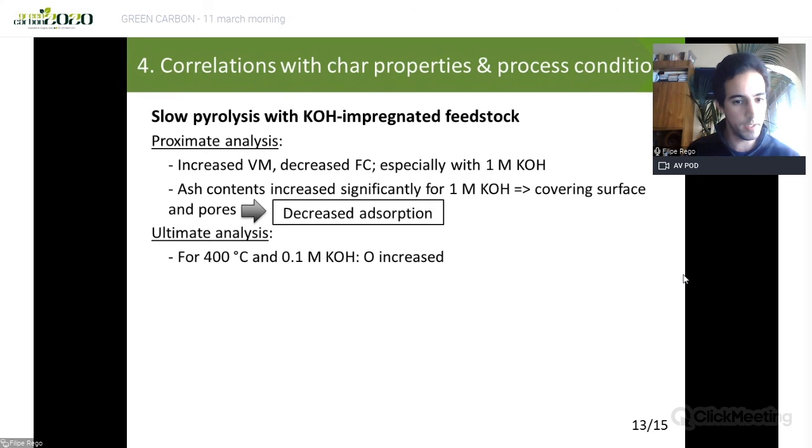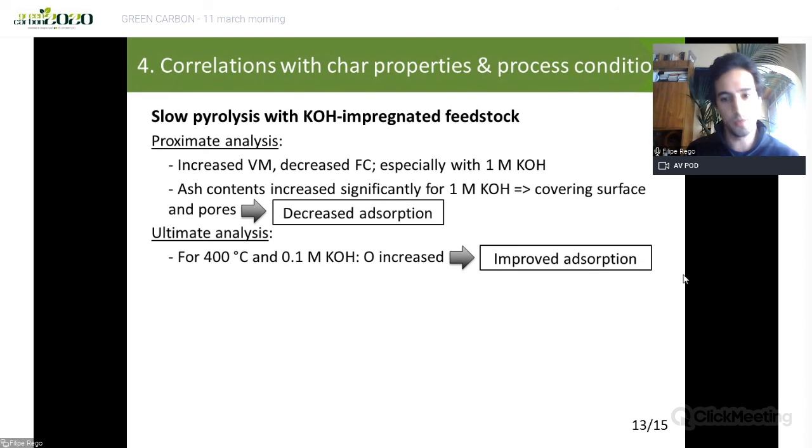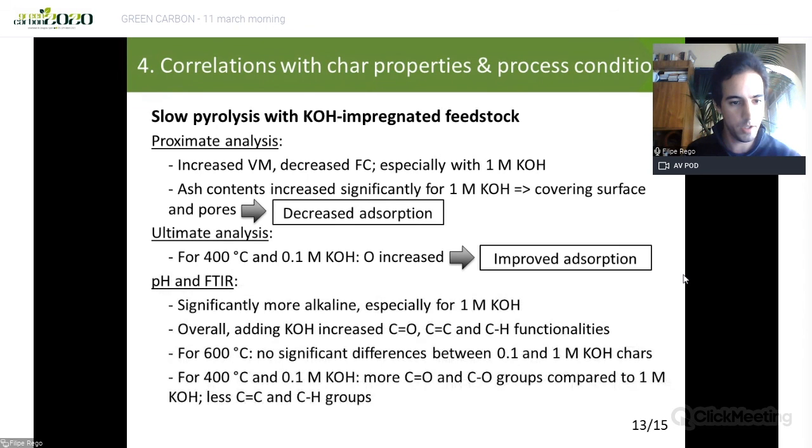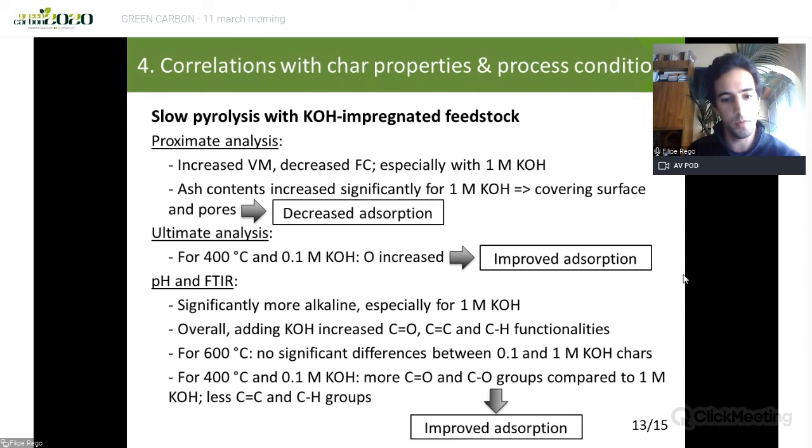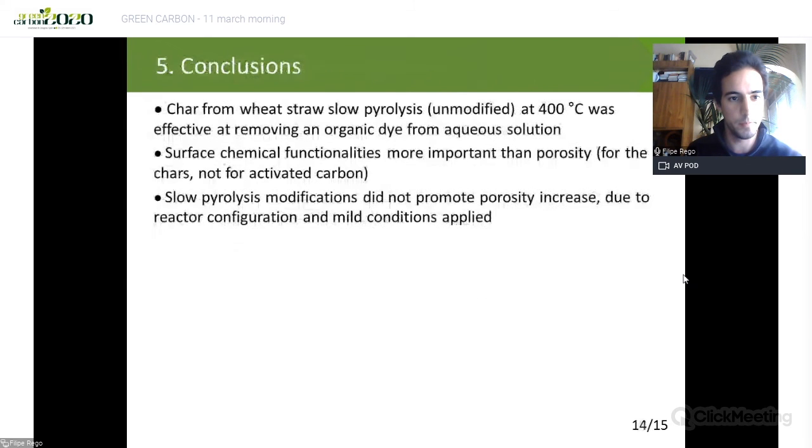As for the ultimate analysis, I saw an increase in oxygen content for the lowest temperature and lowest concentration, which is related to the improved adsorption, the 99% removal I found for this char. As for the pH, I found the chars to be more alkaline, and overall, the KOH included some functionalities, including oxygen, and at the lowest temperature and KOH concentration, more CO groups were found compared to the 1 molar. And this was again related to the best adsorption found.